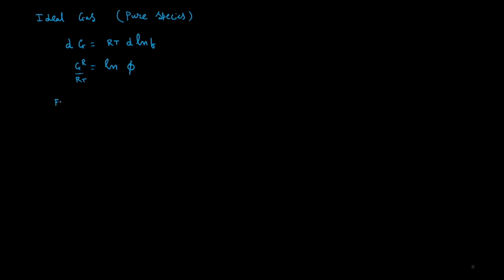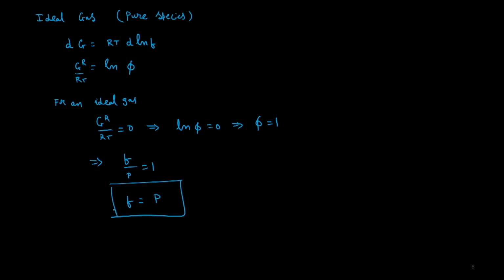For an ideal gas, GR by RT is 0 because there is no residual property, which means that ln phi is 0, or the fugacity coefficient is 1. Because the fugacity coefficient is 1, F by P is 1, or F is equal to P for an ideal gas. This will hold because the residual Gibbs free energy for an ideal gas, of course, is 0. Now, if we have a scenario where the residual Gibbs free energy is not 0, if the gas is not ideal, so let's talk about a real gas.